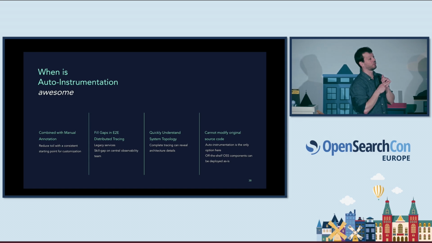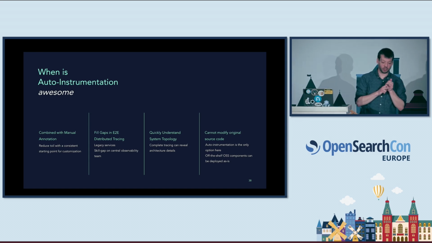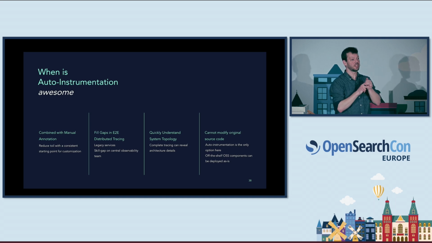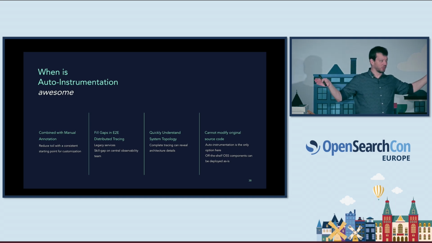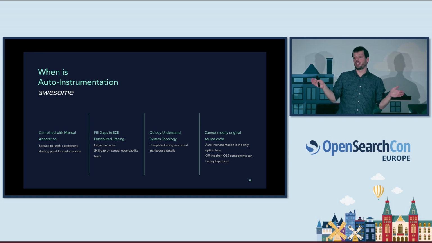So say you have legacy services or compiled services or third-party services that you can't modify. Auto-instrumentation is a great way to make sure that your tracing is still end-to-end, because tracing is only valuable when it's end-to-end. We can really, really quickly understand system topology.